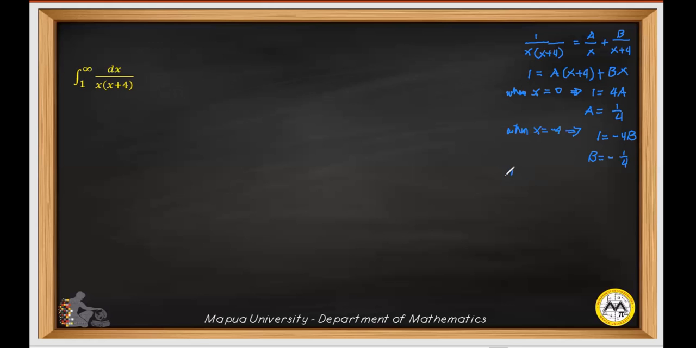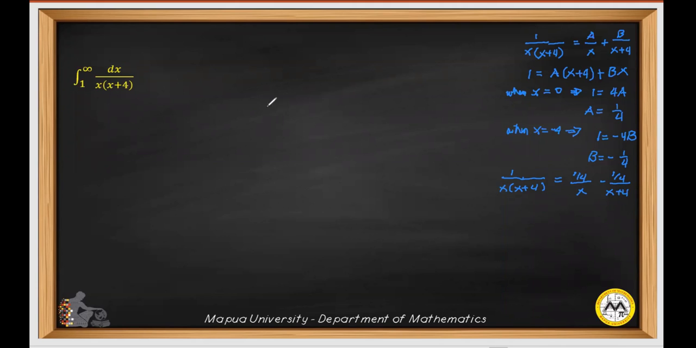Hence, the rational function 1 over x times the quantity x plus 4 can be decomposed into a sum of partial fractions: 1 over 4 over the linear factor x, plus negative 1 over 4 over x plus 4. So we can just make this minus 1 over 4 over the denominator x plus 4.